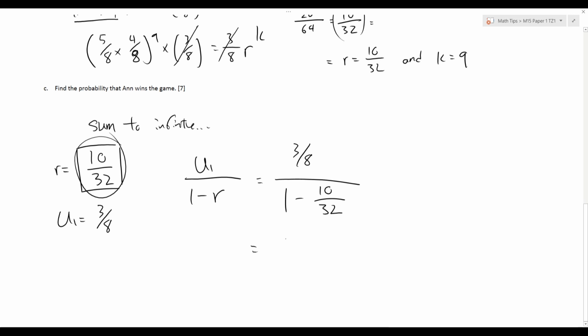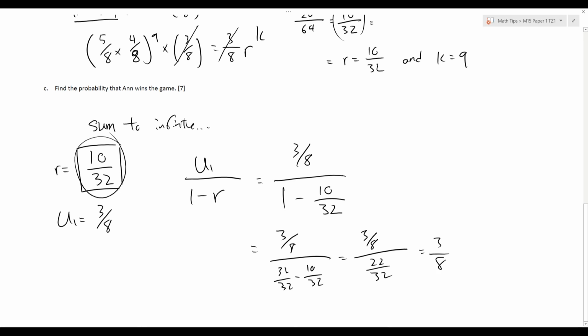Actually, I'll leave that part first. I'll figure out this bottom part. I'll write this as 32 over 32. So 3 over 8 over 32 over 32 minus 10 over 32. So that would be 3 over 8 over 22 over 32. And then which is equal to 3 over 8 times 32 over 22, the reciprocal.